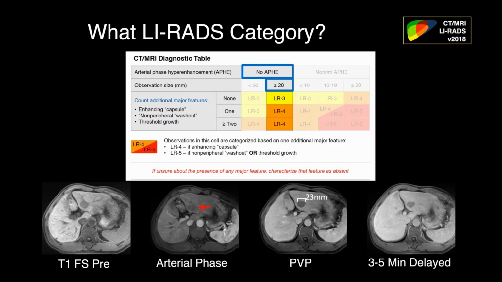We then estimate that this is about 23 millimeters. So now we further are in this second column. Moving on, we count the additional features. We don't see capsule, non-peripheral washout, or threshold growth. So moving on, we ended up with LI-RADS.